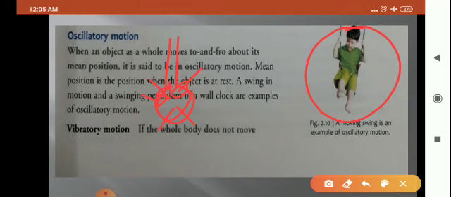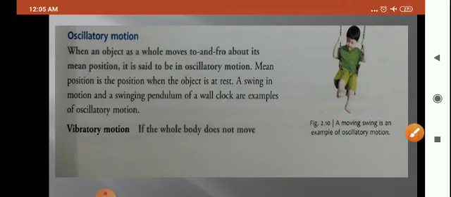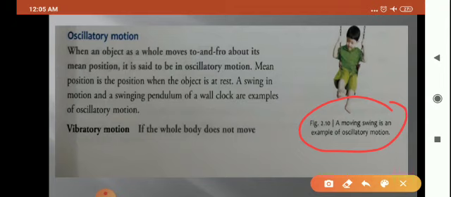Somebody hits here, so the swing will move here. Initially when the swing was at rest, it was at the mean position. After hitting, it will go here. Then again it will go back, and then again it will come to the mean position. That is why the example is given here. This moving swing is an example of oscillatory motion.